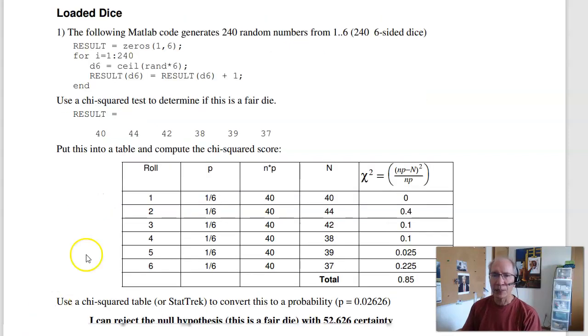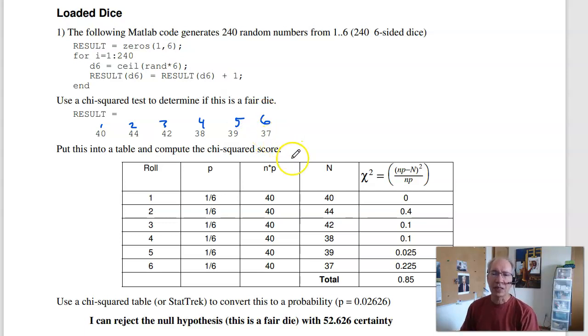For example, here is some MATLAB code that generates a number 1 through 6, basically a six-sided die. Is that a fair six-sided die? Do all numbers have a 1 in 6 chance of coming up? Well, to determine that, I run a chi-squared test. The first step is to collect some data. So here I rolled the dice 240 times. And when I did that, I got this many 1s, this many 2s, 3s, 4s, 5s, and 6s.